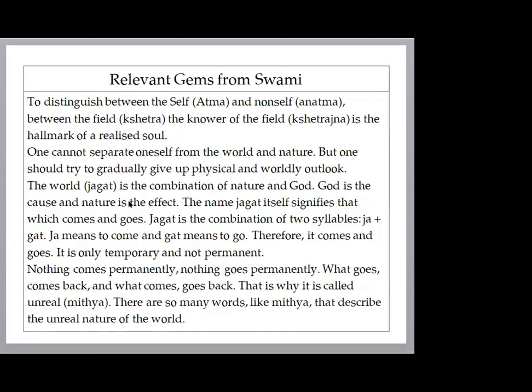The world, Jagat, is the combination of nature and God. God is like the cause and nature is the effect. The name Jagat itself signifies that which comes and goes. Jagat is a combination of the two syllables Ja and Gat. Ja means to come and Gat means to go. Therefore, it comes and goes. It is only temporary and not permanent. Nothing comes permanently, nothing goes permanently. What goes comes back, what comes goes back. That is why it is called unreal, mithya. There are so many words like mithya that describe the unreal nature of the world.